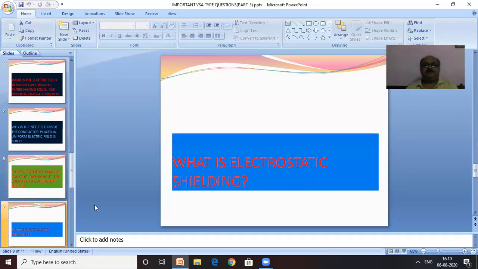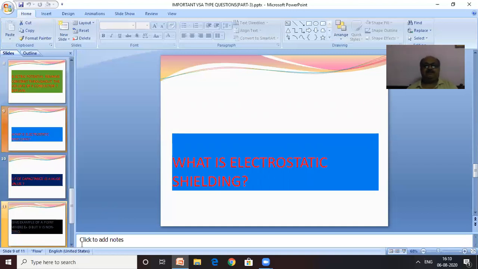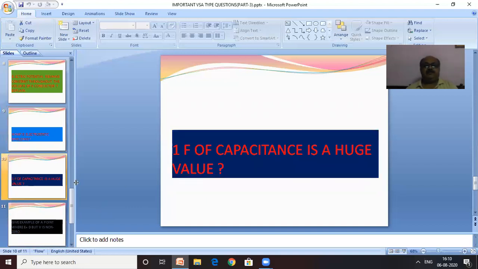The next point is, what is electrostatic shielding? This is the process of protecting electrical appliances from the external field. Next question is, 1 farad of capacitance is a huge value. Explain.